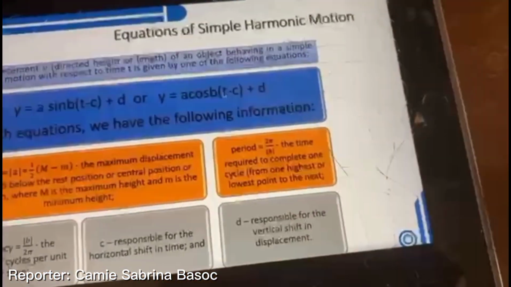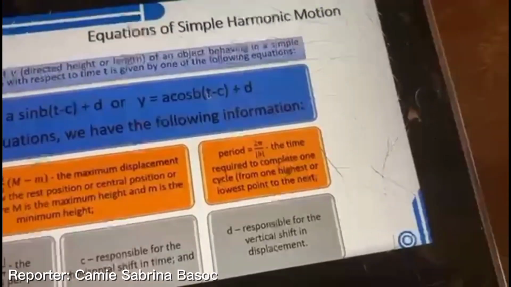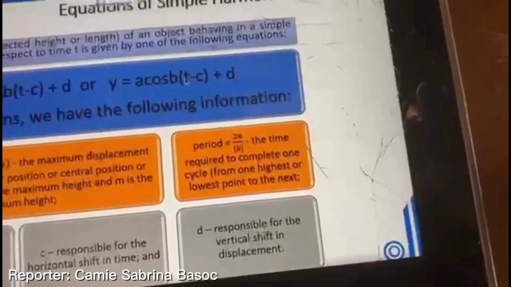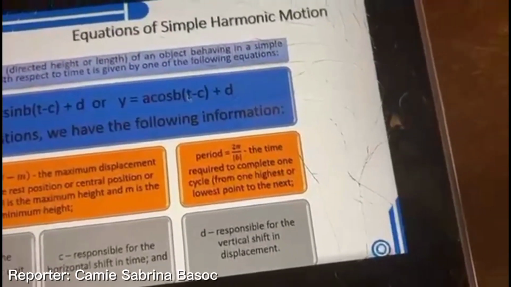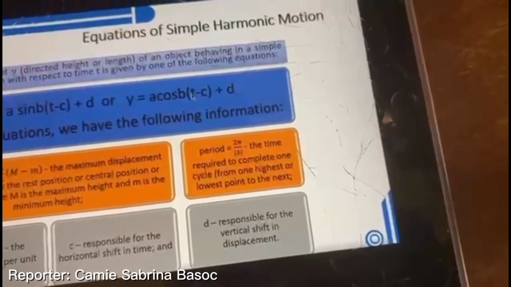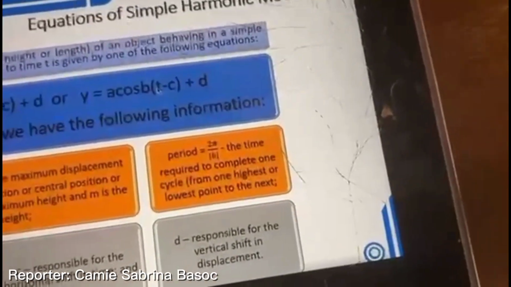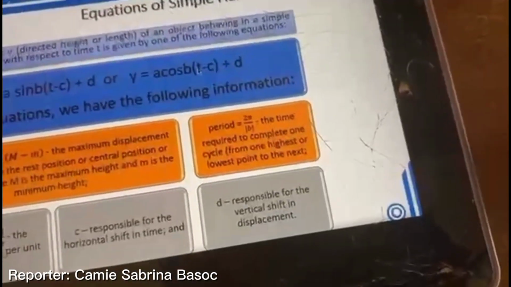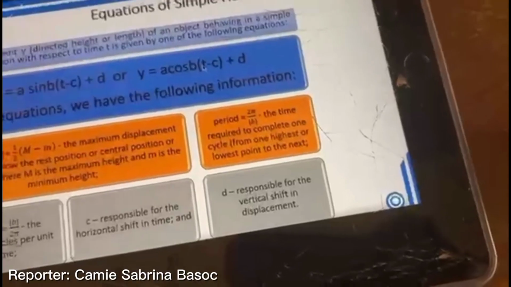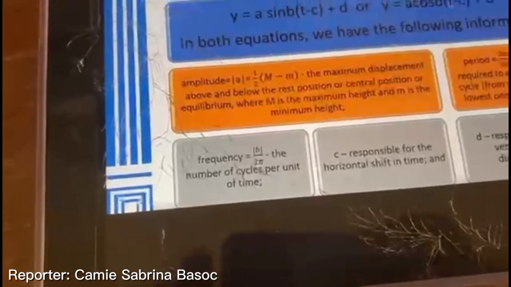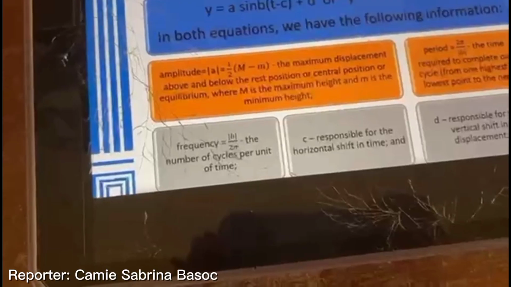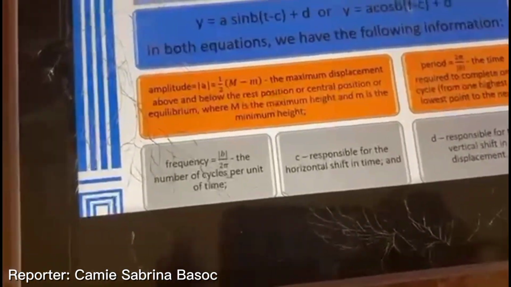Then b is related to the period. For b, we can look for the period or the frequency. If period, the formula is 2 pi over the absolute value of b. The period is the time required to complete one cycle from one highest or lowest point to the next. Again, the period is the time required to complete one cycle. While for the frequency, the formula is the absolute value of b over 2 pi. The frequency is the number of cycles per unit.